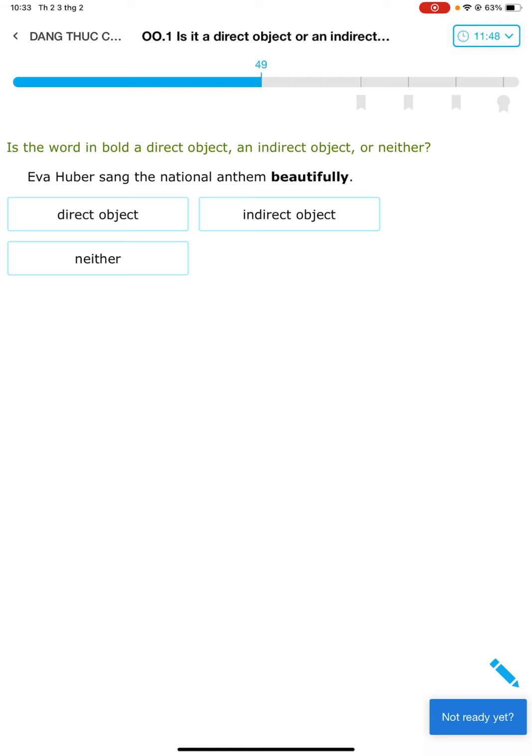And here there isn't any indirect object, because there are no words standing between the verb singing and the direct object, the national anthem. "Beautifully" is not standing between either of them, so it is not an indirect object. So it is neither a direct object nor an indirect object, because the direct object is the national anthem, and an indirect object would stand between the verb and the direct object. In this sentence there are no indirect objects. So "beautifully" here is neither.